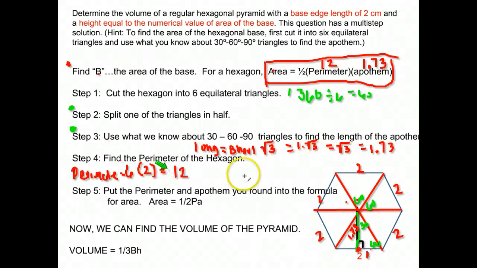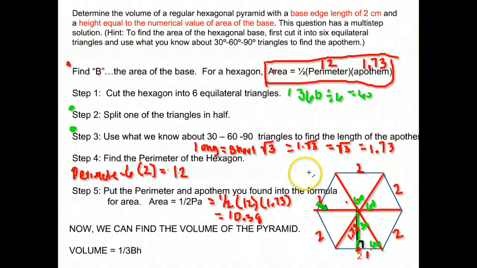We then found the perimeter of our hexagon. We went back to the fact that all of the edges are 2. There were 6 edges in a hexagon, so we had a perimeter of 12. We're now going to use that to find our area. Okay, again, area of a hexagon is 1/2 times the perimeter, which was 12, times the apothem, which we found was 1.73. Okay, with that I get 10.38 for the area of my hexagon base.